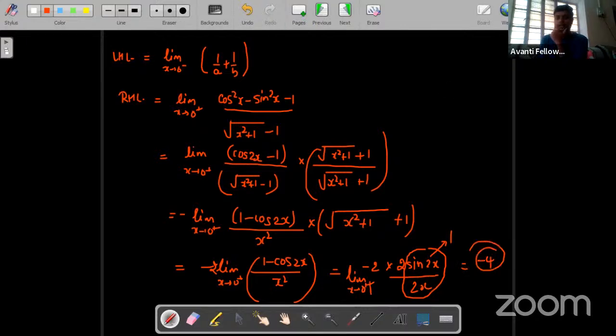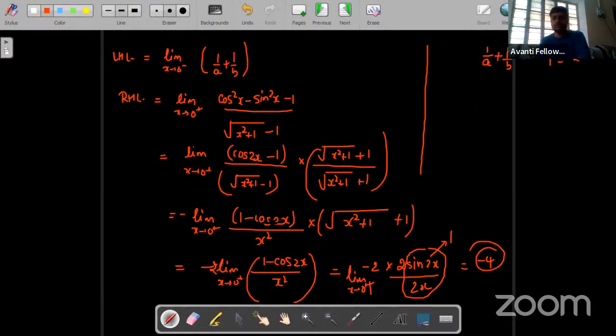So finally we got the values. We are getting LHL equals 1 upon a plus 1 upon b, and it should be equal to RHL. RHL means minus 4, and it should be equal to the function value which is k.